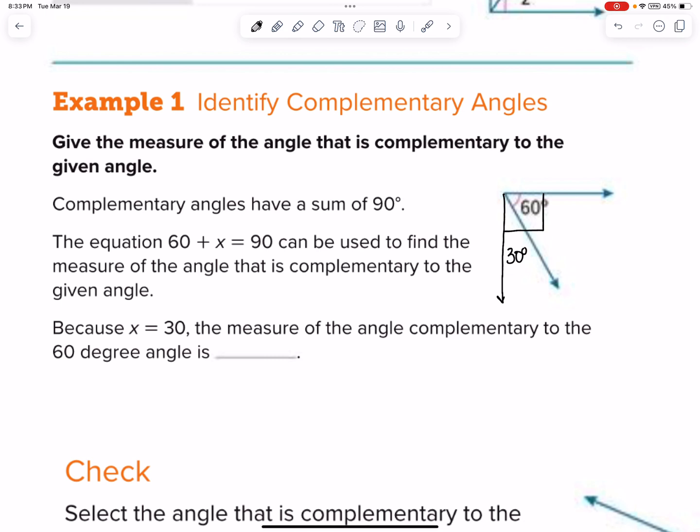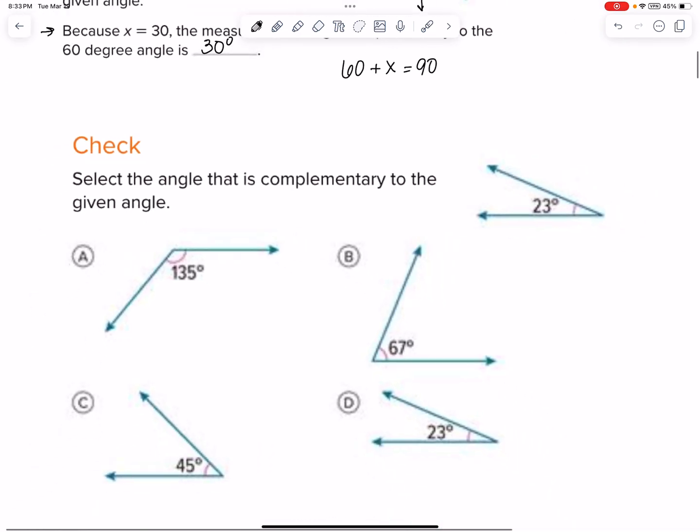Okay, and so you can see here it says because x is 30, the measure of angle complementary to 60 degrees is 30 degrees. Okay, and so the equation for that would have been the 60 plus something equals 90 degrees, and that's how we would find the complementary. Okay. All right, so let's go ahead and take a look here.